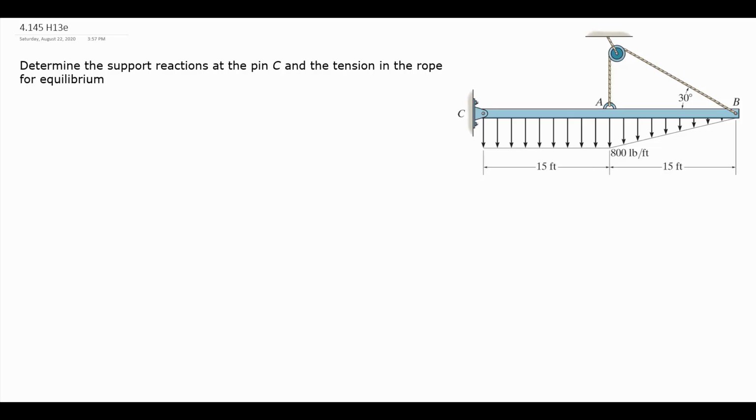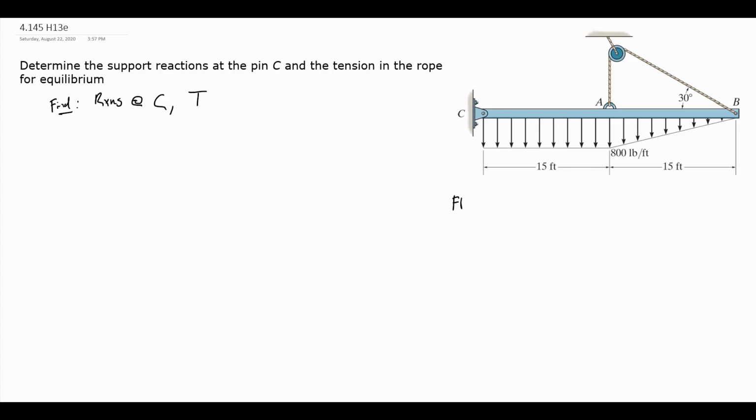In this problem, we have a beam undergoing a distributed load, and we want to find the reactions at the pin at C and the tension in the rope that will keep the system in static equilibrium. So we want to find reactions at C, and the tension in the rope, which I will call T, and that rope is going over a pulley.